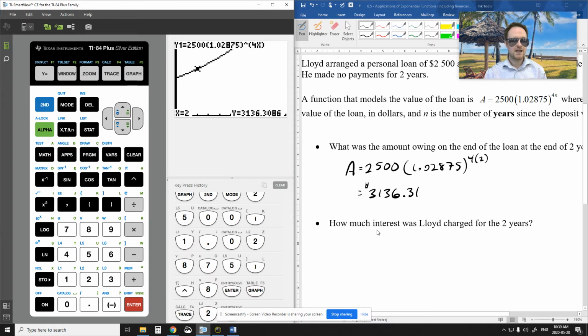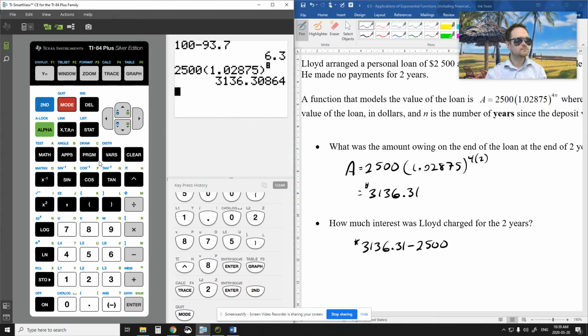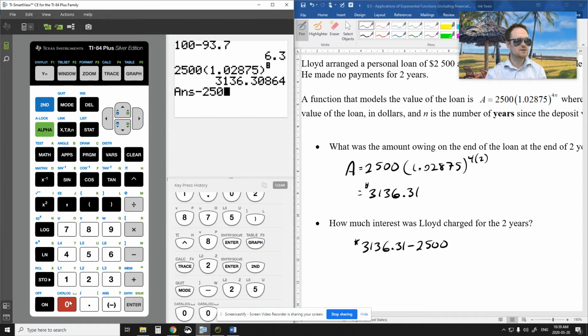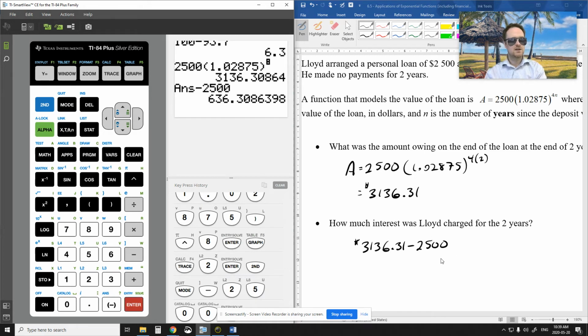Okay, how much interest was he charged, right? Well, to figure out how much interest he was charged for the 2 years of just not paying off his debts here, I'm going to subtract how much he started off with here, minus the 2,500. He was charged $663 in interest. Cool.